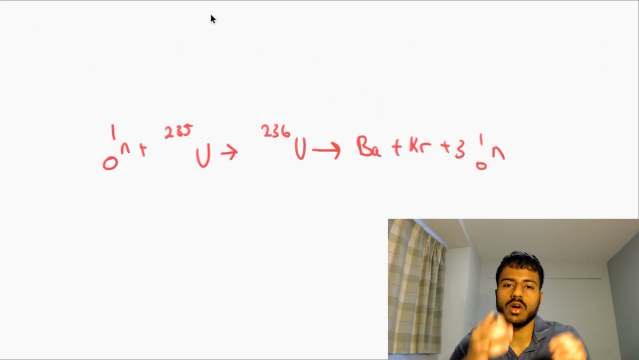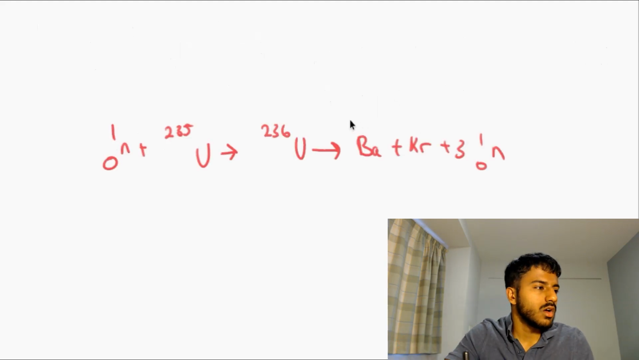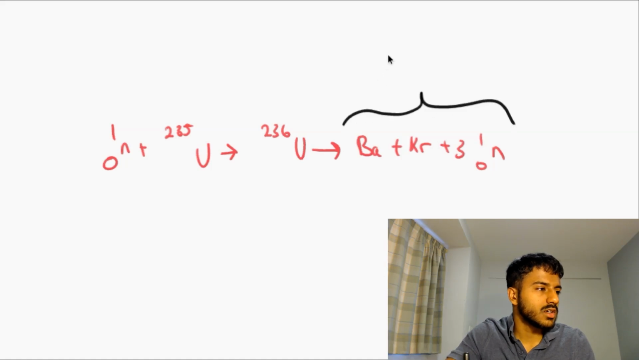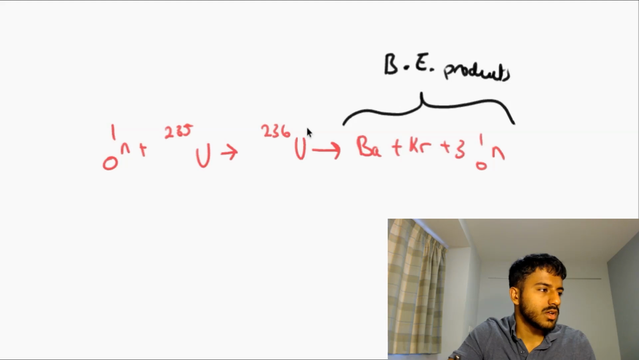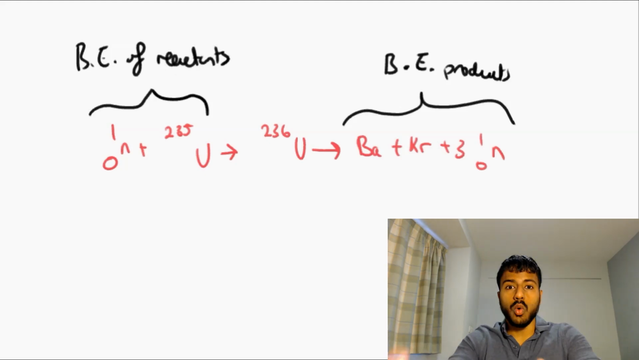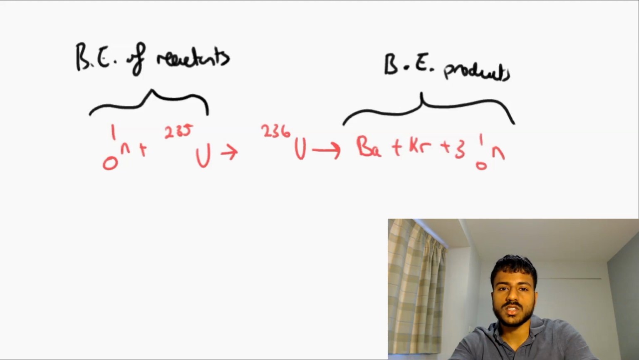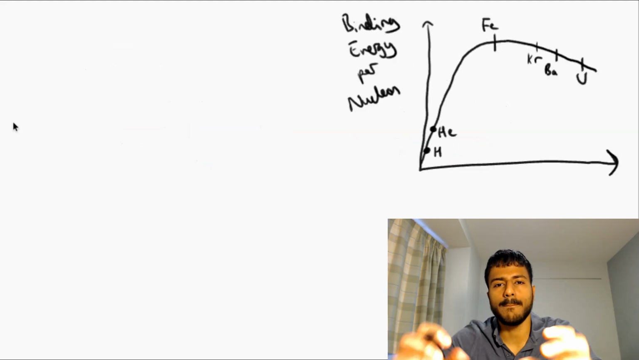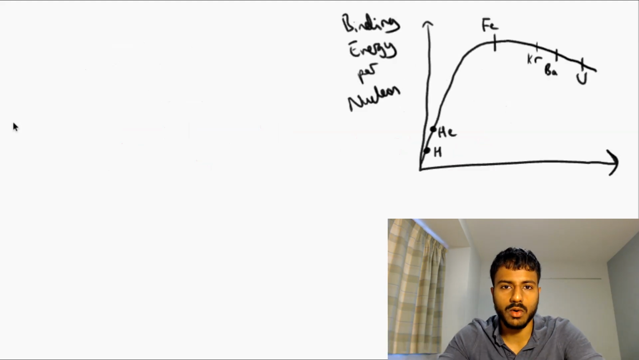So if we look at our fission reaction again, we can say that the binding energy of the products is greater than the binding energy of the reactants. So what we can say is more energy is required in forming our products than that is required to break our reactants into its constituent nucleons. So let's look at binding energy in a bit more detail.